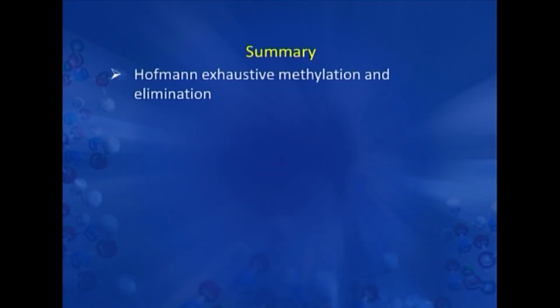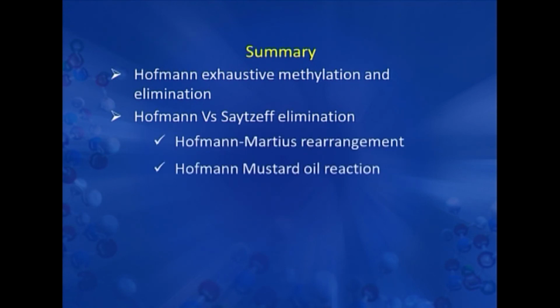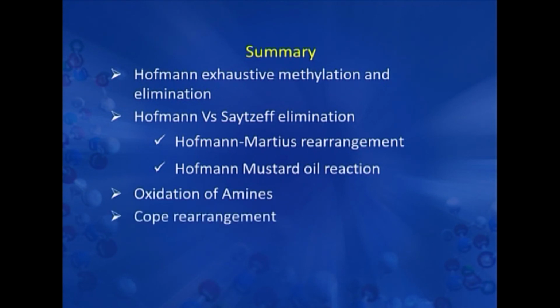Now, to summarize, in the present lecture, we have discussed Hofmann exhaustive methylation and elimination reaction. We have discussed the product formed in Hofmann elimination versus Saytzeff elimination. That is, in Hofmann elimination the product is a less substituted alkene, whereas in Saytzeff elimination the product is a more substituted alkene. We have also discussed Hofmann-Martius rearrangement and Hofmann mustard oil reaction in this lecture, and then we have discussed oxidation of amines, and under this category we have also discussed Cope rearrangement.